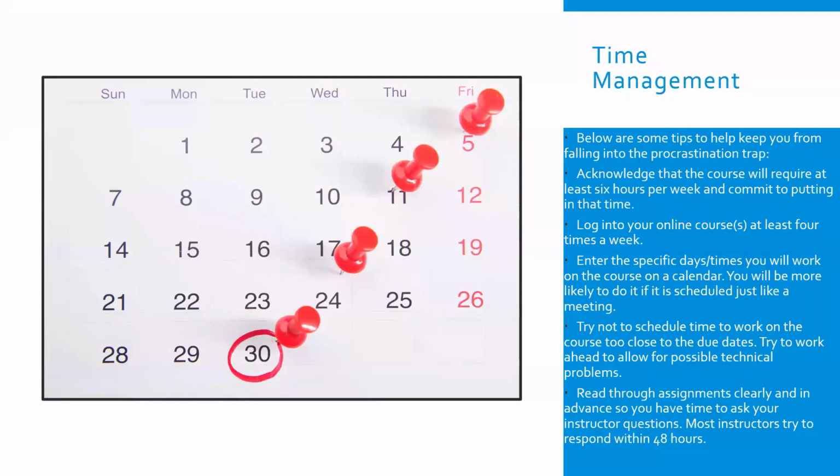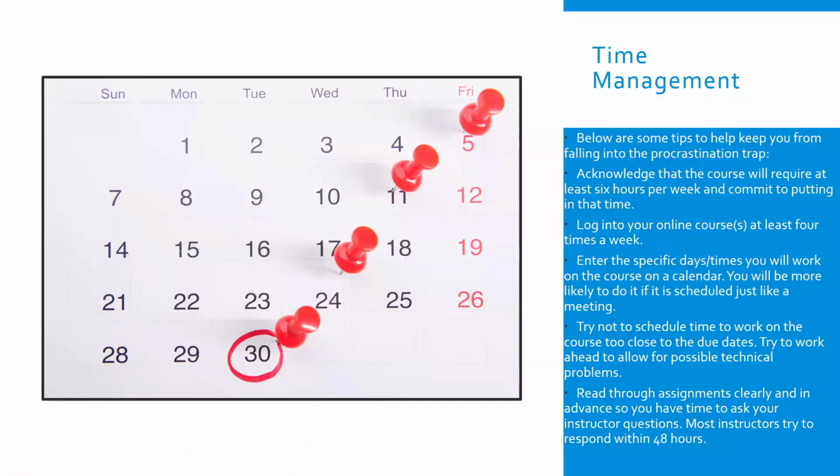Time management. When you're learning at a distance, it's also important to think about time management. Below are some tips to help keep you from falling into a procrastination trap. It's important for you to acknowledge that the course will require at least 6 hours per week and commit to putting in that time. Log into your online course at least 4 times a week. Enter the specific days and times you will work on the course on a calendar.